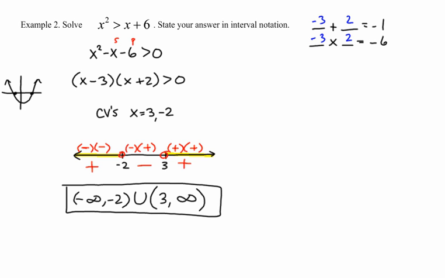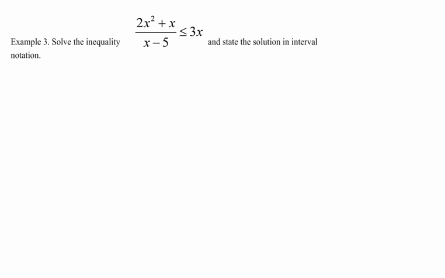Okay, there it is. Let's look at another example. Example 3. So what students do here is they make a mistake of wanting to times both sides by x minus 5. And you can't do that.